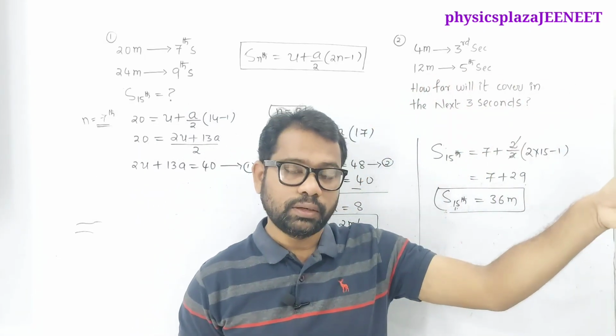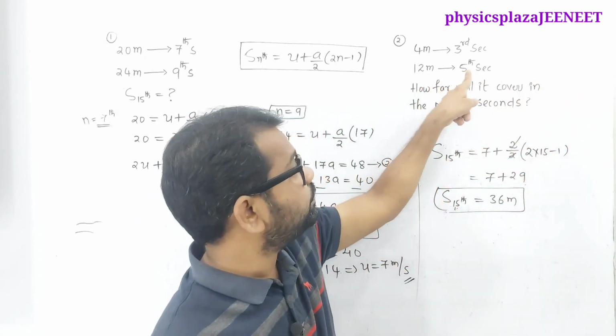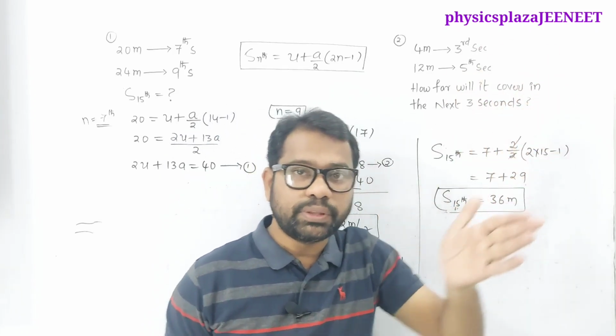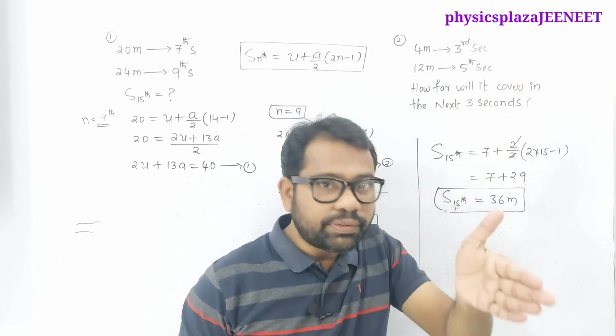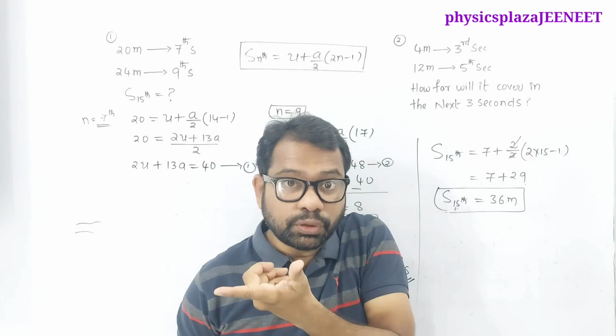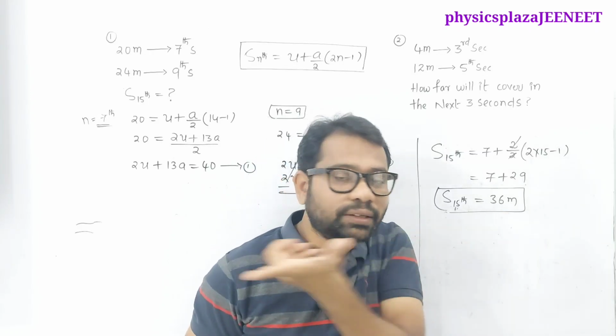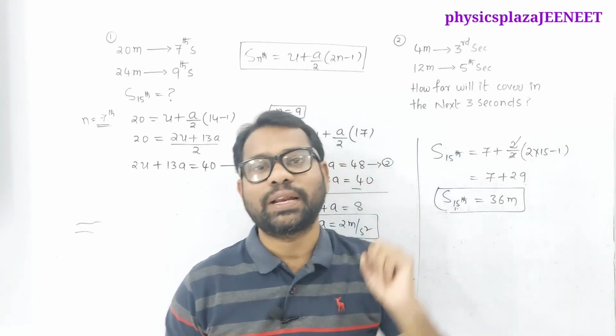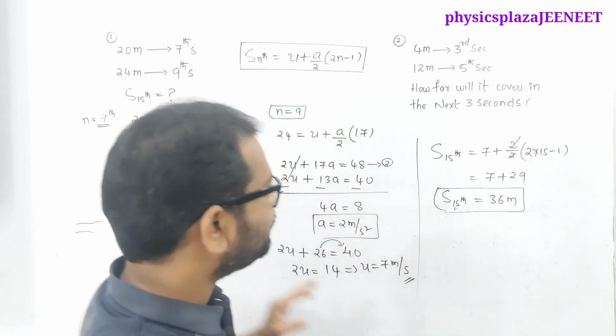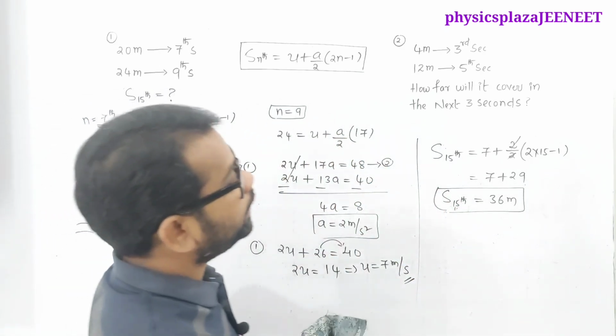It is not the third second. Next 3 seconds means after the fifth second, 3 seconds will be there, right? Fifth to sixth, sixth to seventh, seventh to eighth. This fifth to eighth, what is the distance covered, they are asking. Children, pause the video, try this solution and comment your answer.